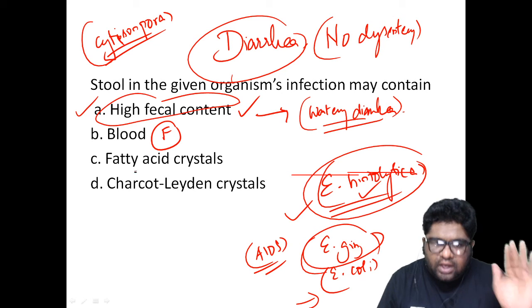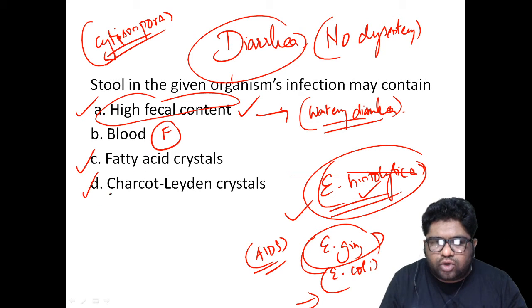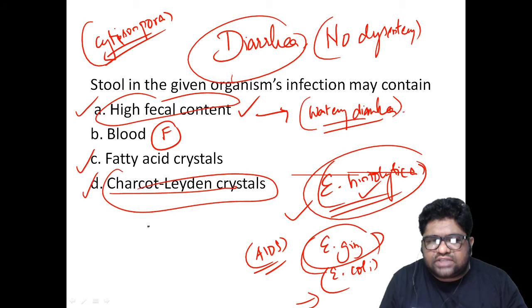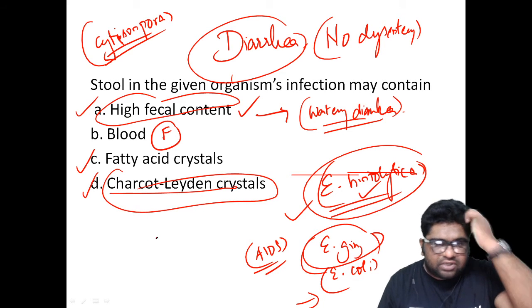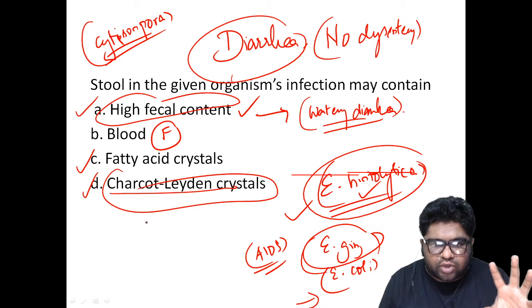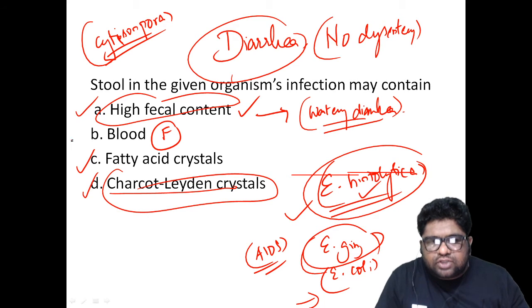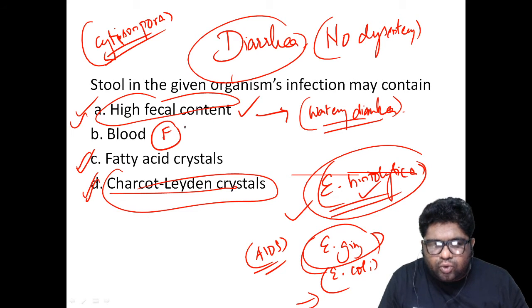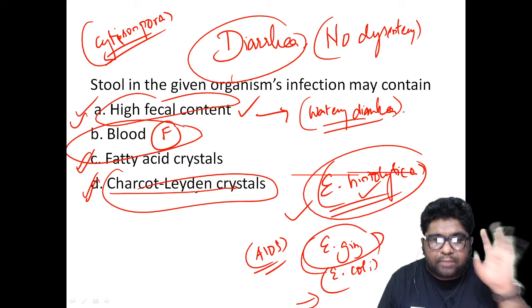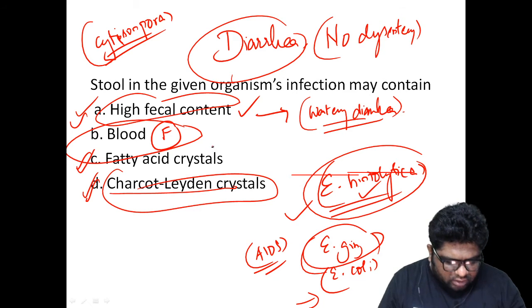Next, you can have fatty acid crystals and Charcot-Leyden crystals. You will understand Charcot-Leyden crystals from the beginning of your inflammatory chapters in pathology, so make sure you remember this. So A, C and D are true. The only thing you're not supposed to pick would be B. Blood will not be a part.